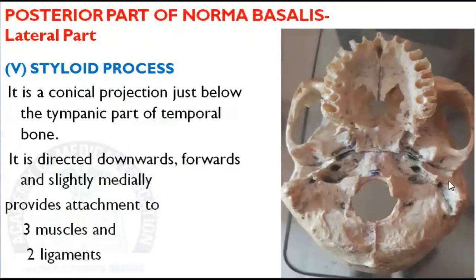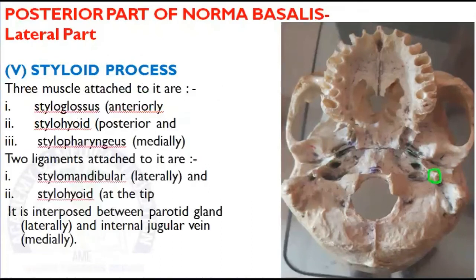The next structure in the lateral part is the styloid process. It is broken in this bone. What is the styloid process? It is a conical bony projection present just below the tympanic part of the temporal bone. It is directed downwards, forwards and slightly medially. It provides attachment to 3 muscles and 2 ligaments.